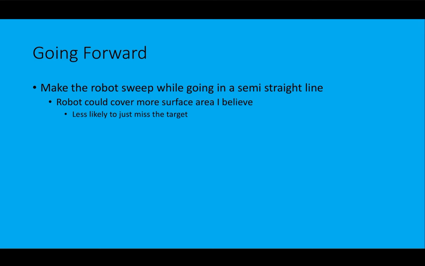So there you have it. Going forward, I think it would be a lot faster if I could make the robot sweep while going in a semi-straight line. It would just cover way more surface area and is less likely to miss the target.